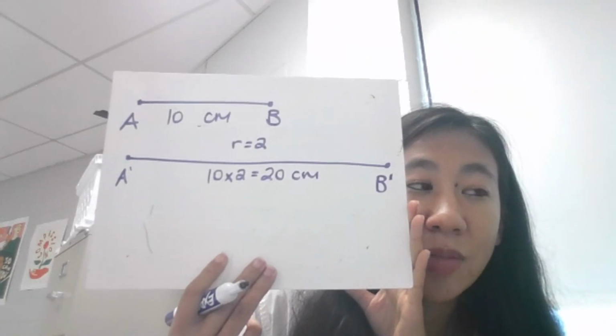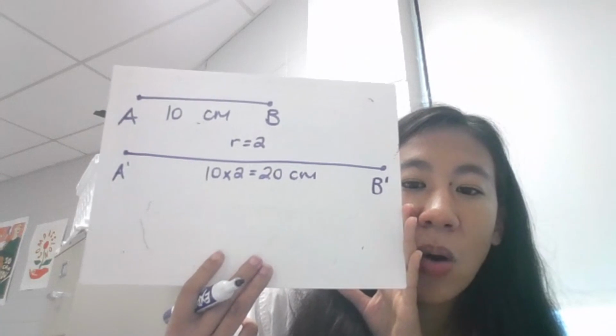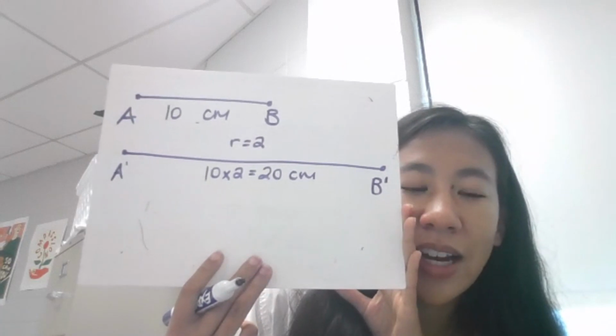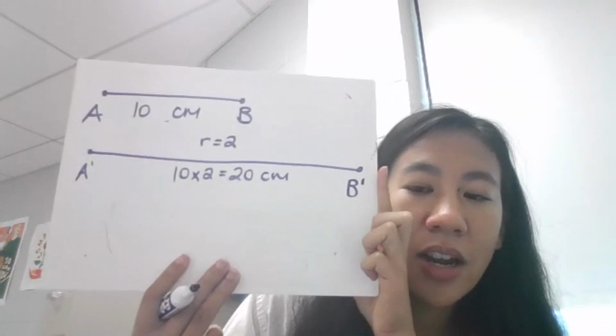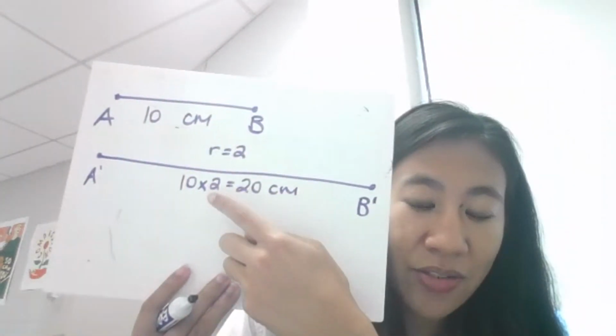And when our scale factor is smaller than 1, our shape has to get smaller. And so now I do the exact same thing I did with this first line. I take the original length, 10, I multiply it by the scale factor, and I get the new length. And so now I have a new line. I'm going to call this A prime B prime because it's also a dilation.